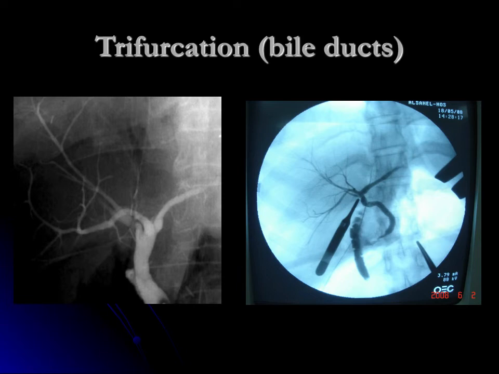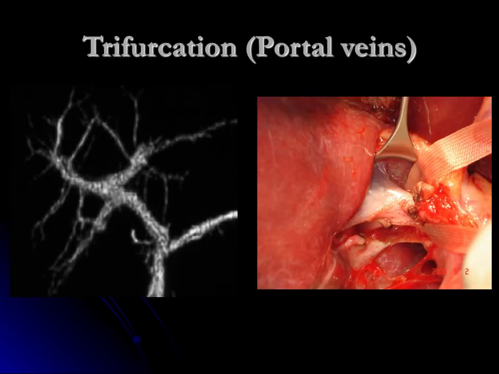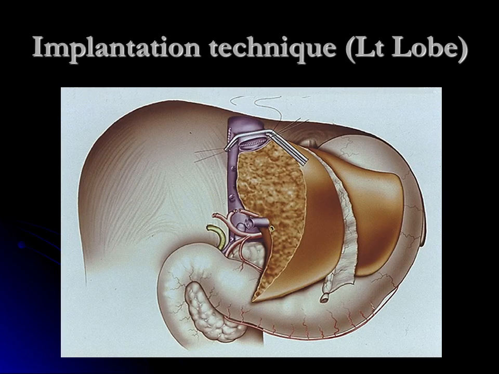This is an intraoperative cholangiography that was done for the donor. Before cutting, we can know that through the cut we can be faced with two bile ducts that both have to be anastomosed. Also, this trifurcation can happen in the portal vein, and in the same manner we have to take care of this kind of anastomosis.